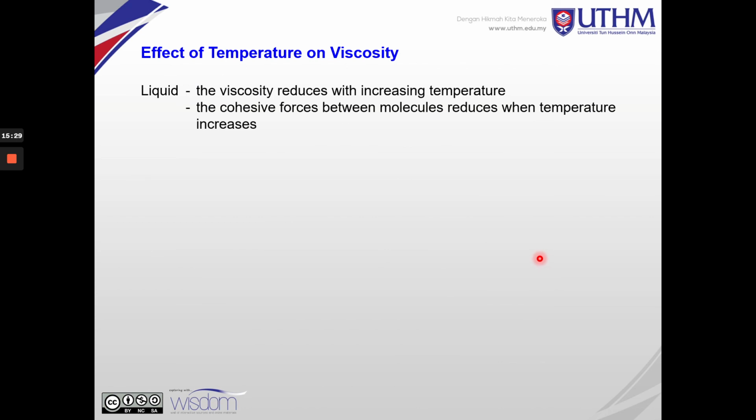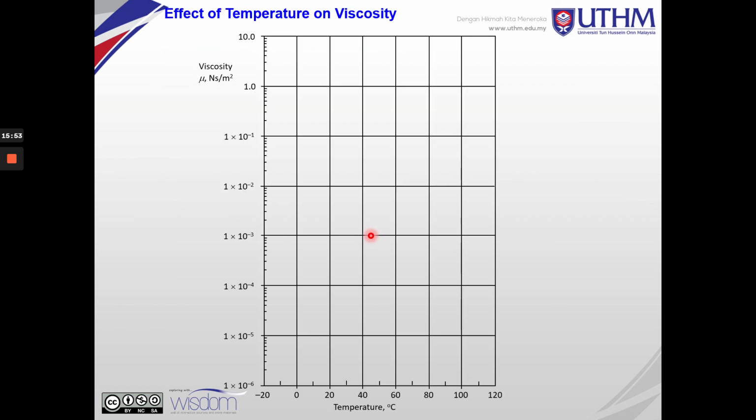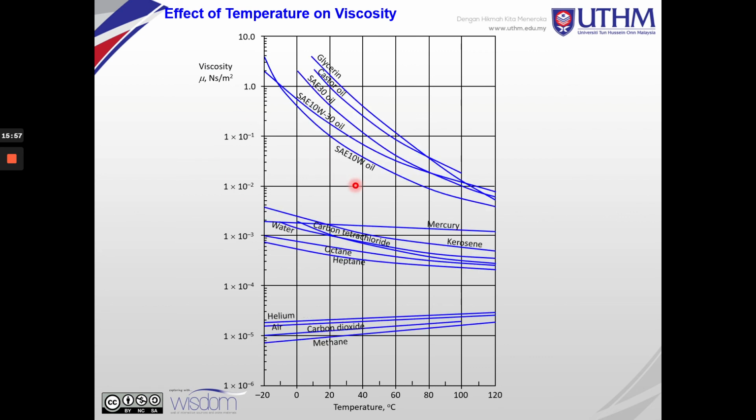So, the effect of temperature on viscosity. For liquids, the viscosity reduces with increasing temperature, because the cohesive force between molecules reduces when temperature increases. For gases, the viscosity increases with increasing temperature. Cohesive force between molecules is negligible, and molecular momentum transfer increases, which increases the viscosity of gas. Okay, this is the part on the effect of temperature on viscosity.